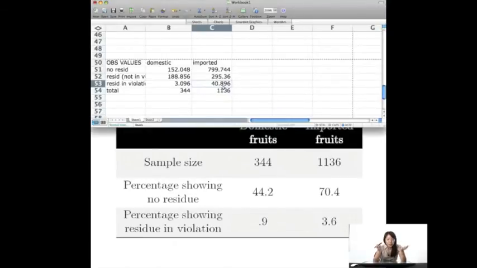So first notice that there seem to be way more of these imported fruits than domestic fruits. But that's because the totals are different, right? So it doesn't necessarily mean that, whoa, imported fruits have so much residue on them. That's not necessarily what it means. Right now it's hard to compare because these have totally different totals, right? So it's helpful to find the row totals as well, because that's going to help us find expected value, expected frequency.